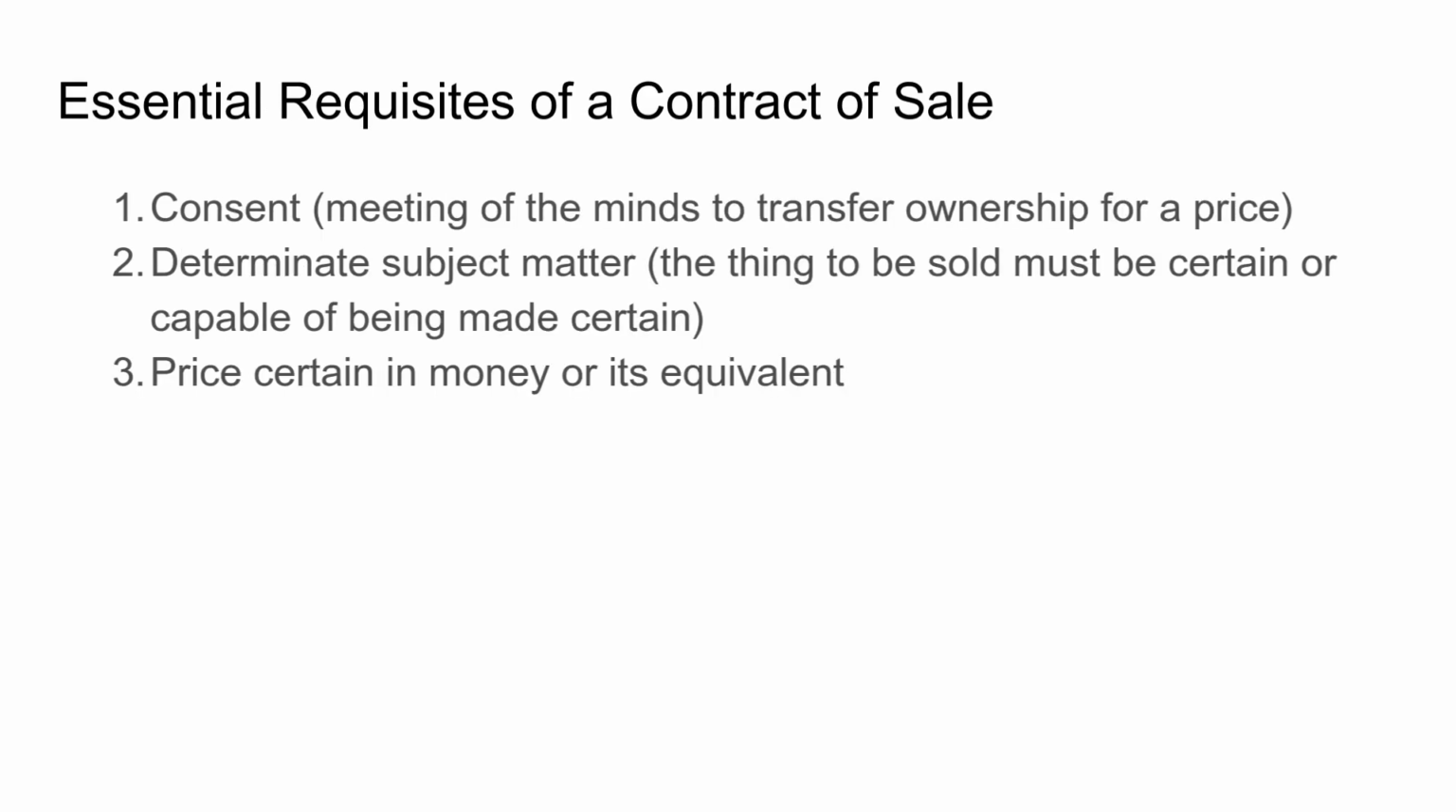For a contract of sale to be valid, 3 essential requisites must be present. 1. Consent, a valid meeting of the minds. 2. Determinate subject matter, the thing must be certain or determinable. 3. Price certain in money or its equivalent. The Supreme Court, in many cases, has consistently affirmed these as the essential elements of a contract of sale. If any element is absent, for example, there was no agreement on price, then no valid contract of sale exists.